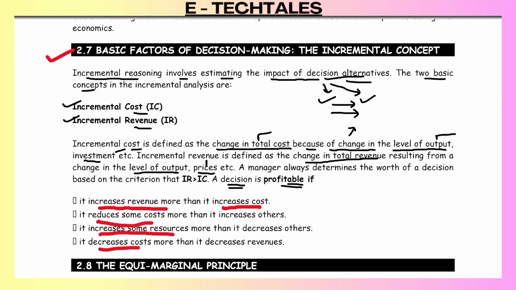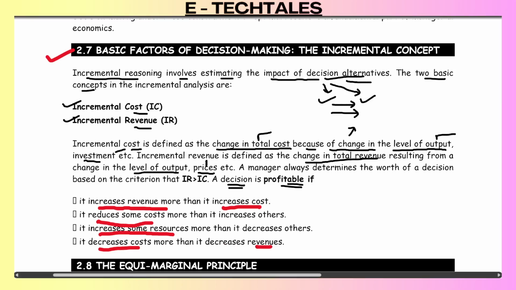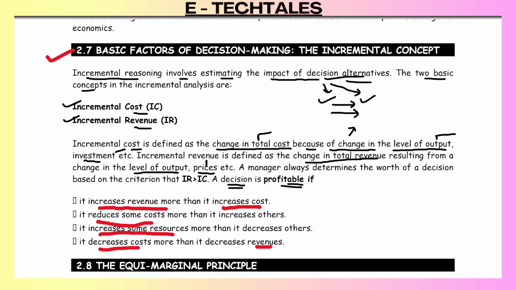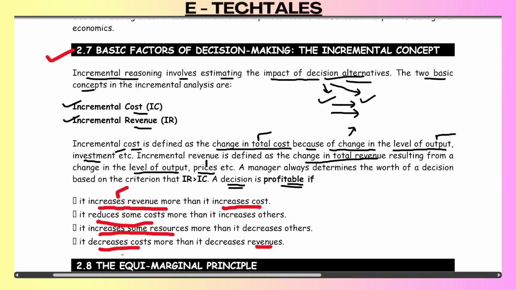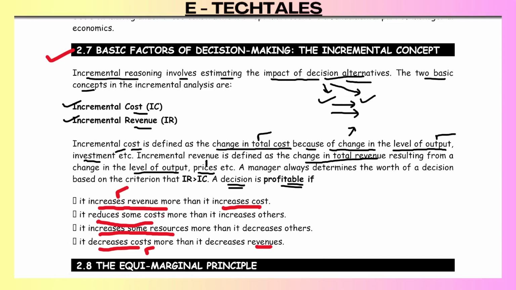Here, the decrease in cost should be more than the decrease in revenues. So instead of decreasing your revenues, you have to decrease your cost. Instead of increasing your cost, you can increase your revenue. Focus on increasing revenue, focus on cutting down cost, and focus on gathering some resources rather than others which are costlier.